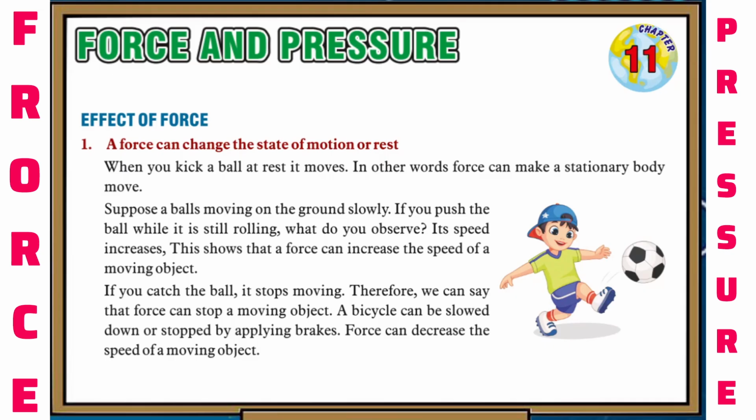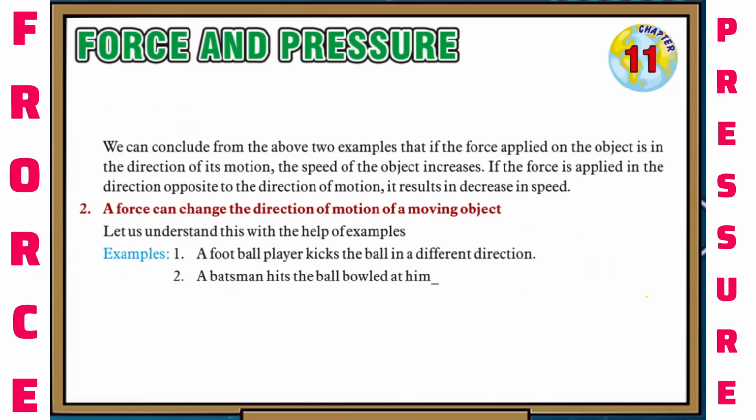If you catch the ball, it stops moving. Therefore, we can say that force can stop a moving object. A bicycle can be slowed down or stopped by applying brakes. Force can decrease the speed of a moving object. Here you can see the boy who is playing with a football by using force. So, we can conclude from the above two examples that if the force applied on the object is in the direction of its motion, the speed of the object increases. If the force is applied in the direction opposite to the direction of motion, it results in a decrease in speed.